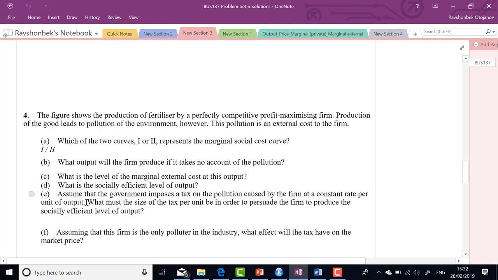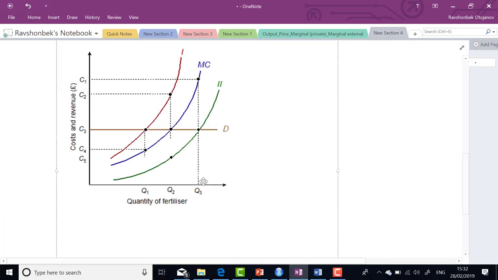Right, so now E. Assume that the government imposes a tax on the pollution caused by the firm at a constant rate per unit of output. What must the size of the tax per unit be in order to persuade the firm to produce the socially efficient level of output? So what's the tax on this output or production? How much should they impose the tax?